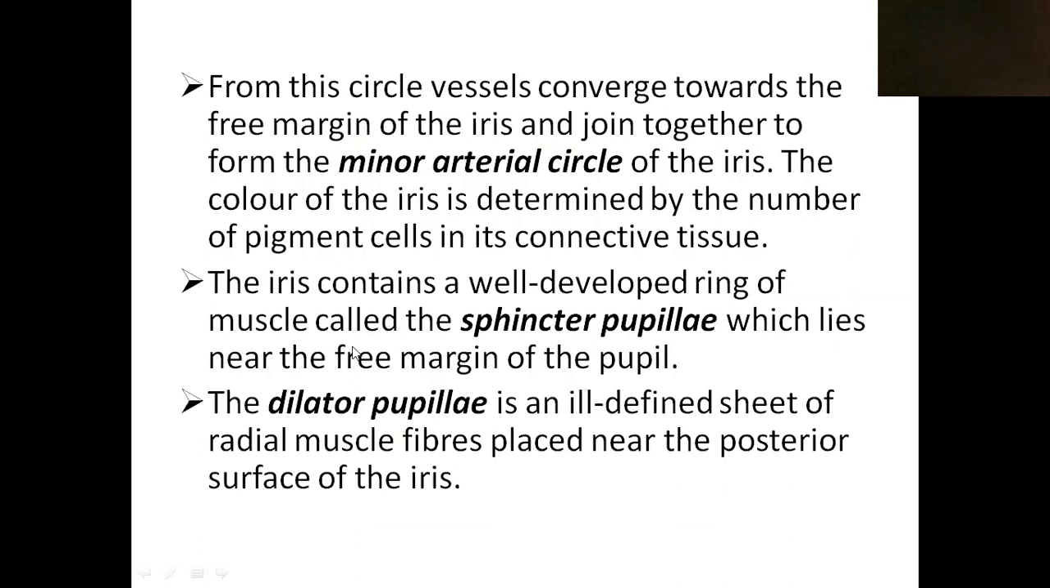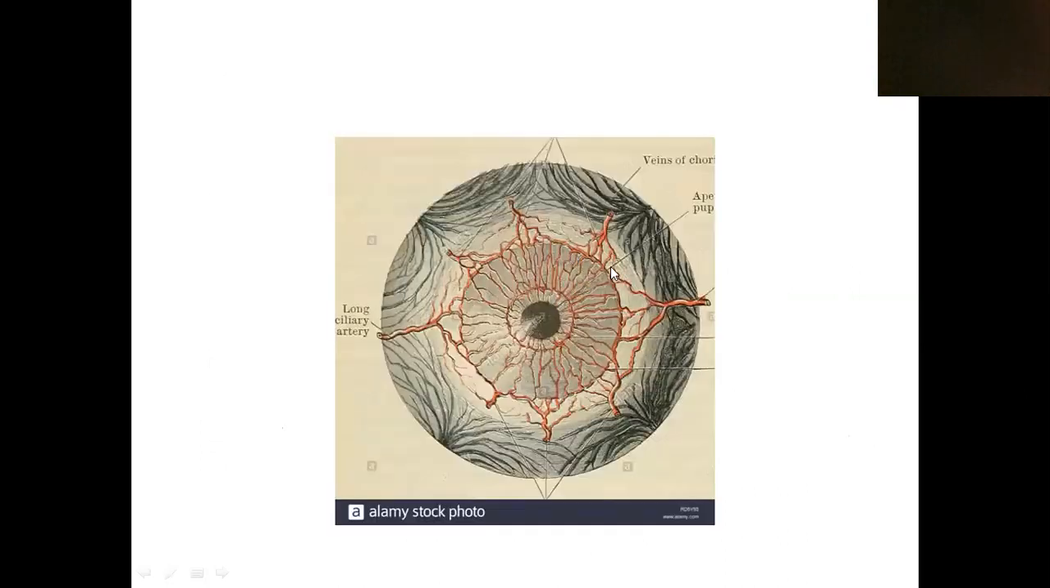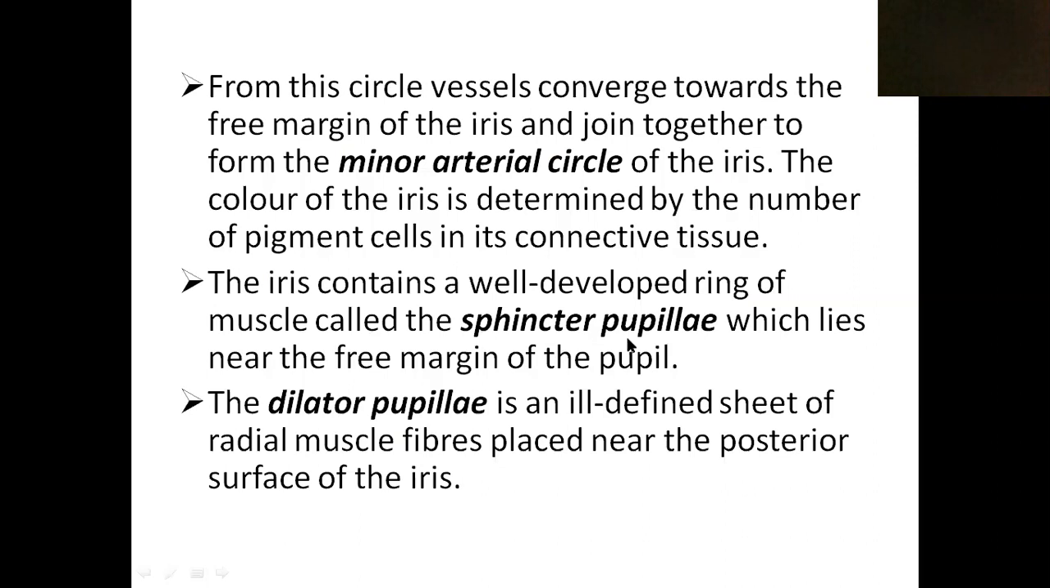Now inside the iris, we can also see some muscles, some longitudinal muscles and some circular muscles. The longitudinal muscles are known as dilator pupillae. And circular muscles are known as sphincter pupillae. How? When the longitudinal muscles contract, it dilates the pupil. So those longitudinal muscles are known as dilator pupillae. Some circular muscles are also seen. When the circular muscles contract, it leads to the constriction of the pupil. So that's why it's known as constrictor pupillae or sphincter pupillae. So two types of muscles: circular muscles, sphincter pupillae, and longitudinal muscles, dilator pupillae. Those are some of the features of this iris.